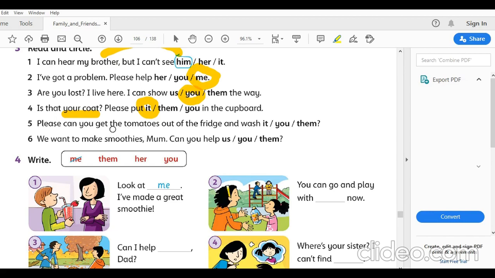Can you get the tomatoes out of the fridge and wash? What do I have to wash? Wash it. The tomatoes are plural, so in the plural case: can you wash them? Of course not "can you wash you", but "can you wash them".